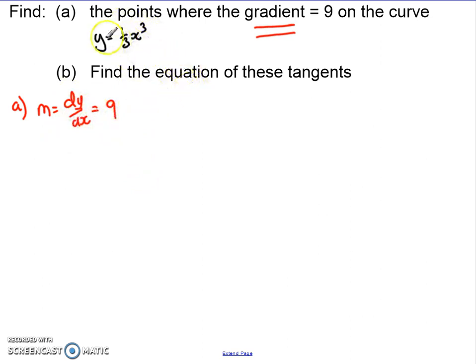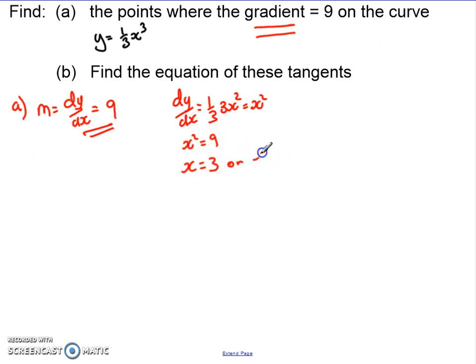So we have to take the derivative to begin with. We know dy by dx equals 1/3, bring the power down, 3x, and then reduce the power by 1. Simplify it now and we get x squared. So now we set up our equation and we solve it. What we know is that x squared equals 9 based on this bit here. So if x squared is 9, x equals 3 or negative 3.